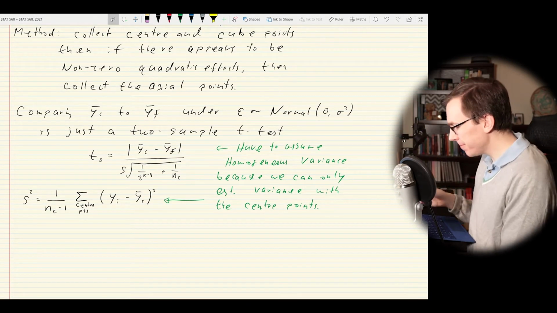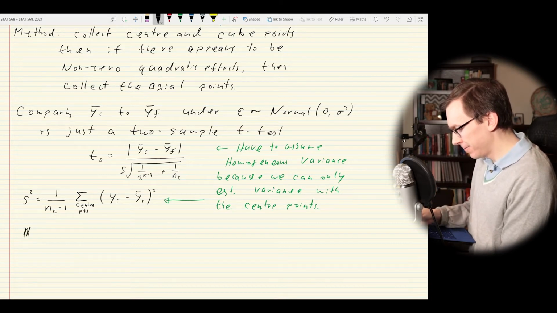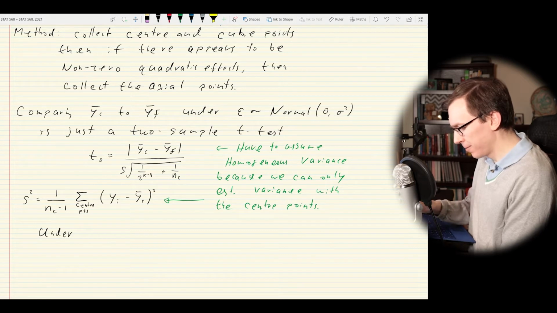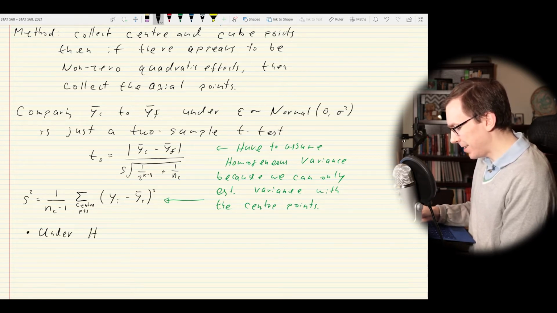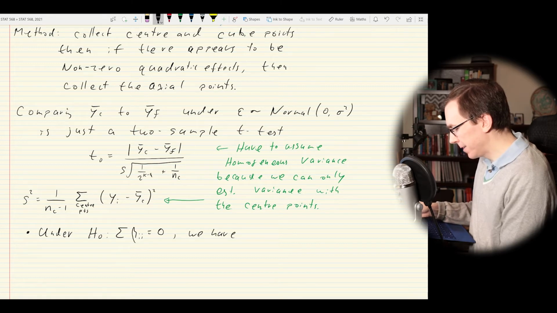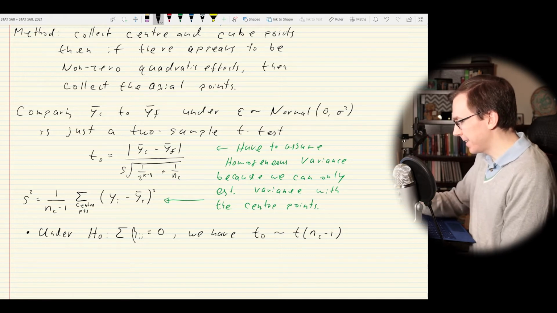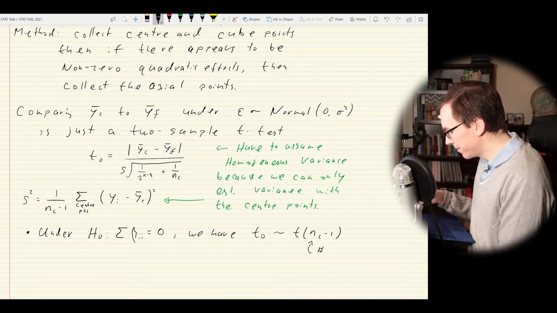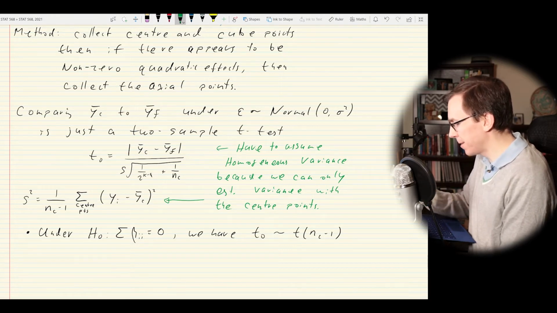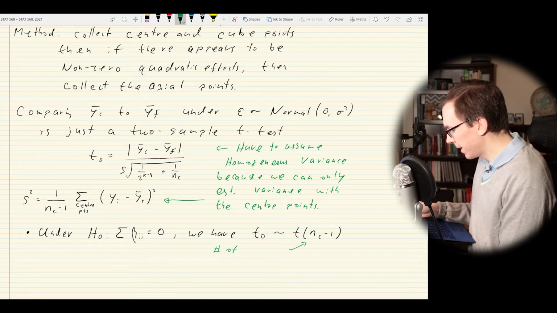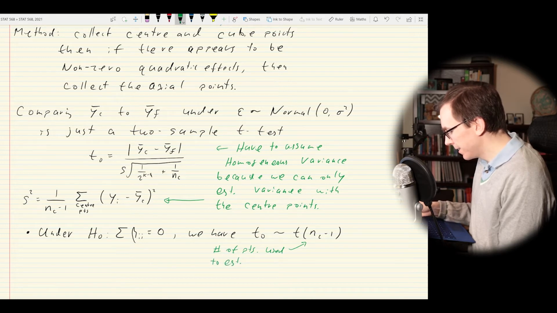All right, so I forgot to mention one thing. Let's give it a little bullet point here. Under H naught, that the sum of the beta i is equal to 0, we have that T naught, my test statistic up there, is going to have a T distribution with nc minus 1 degrees of freedom. And again, this is specifically because the nc minus 1 degrees of freedom is coming from the number of points used to estimate sigma squared by S squared.